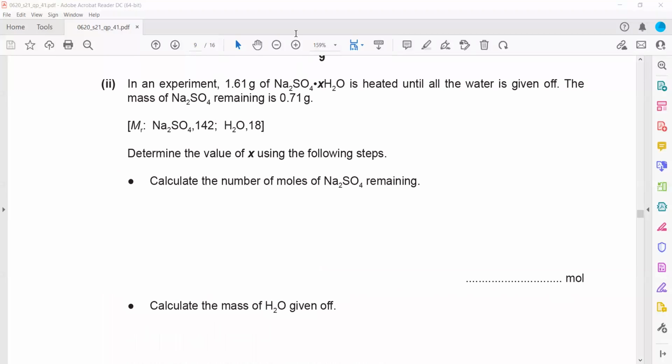In an experiment, 1.61 grams of hydrated sodium sulfate is heated. The mass of sodium sulfate left is 0.71. So if we have, for example, Na2SO4·XH2O, the total mass of this compound was 1.61. And when we supply heat energy, because water will escape as a vapor, the mass left is 0.71 grams. So what mass of water is being removed?